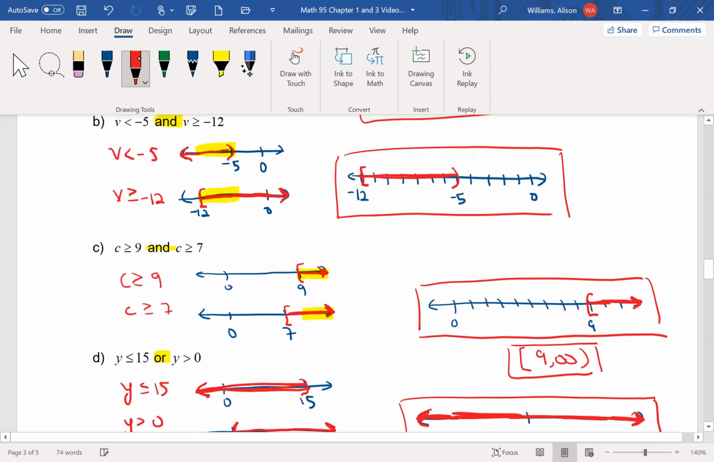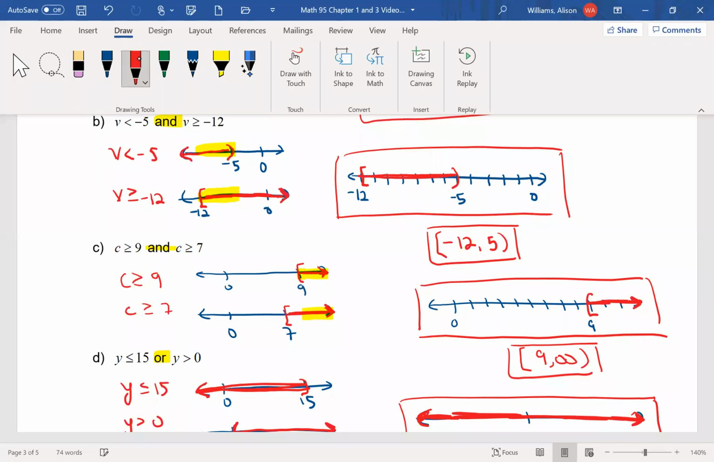This one goes from -12, and then it stops at 5. It doesn't go on to infinity. It's got a bracket at -12, parenthesis at 5. It includes -12, but not 5.